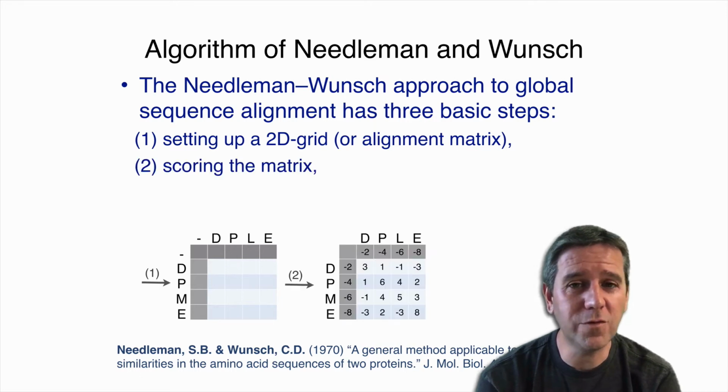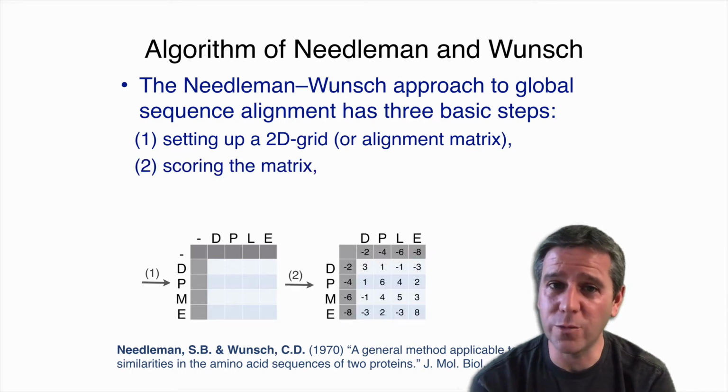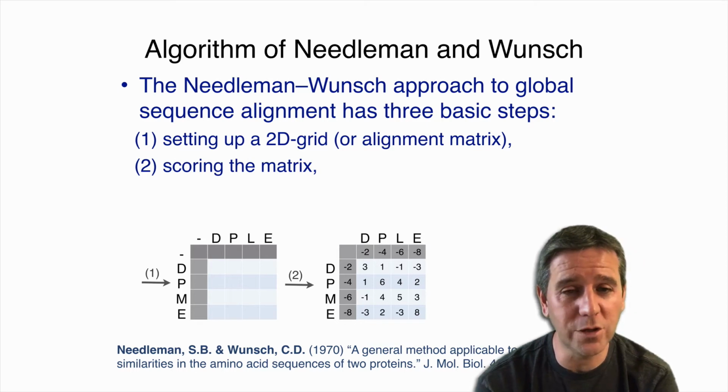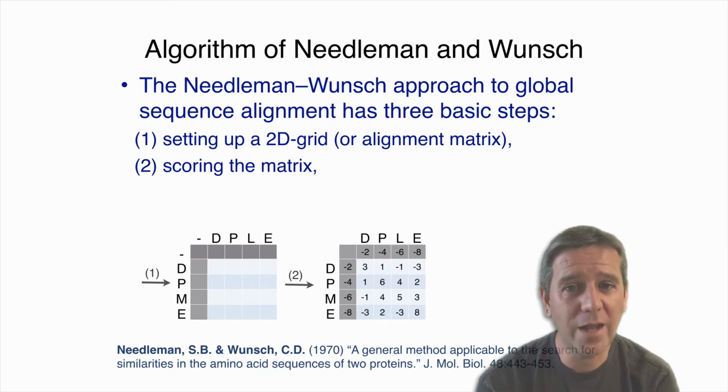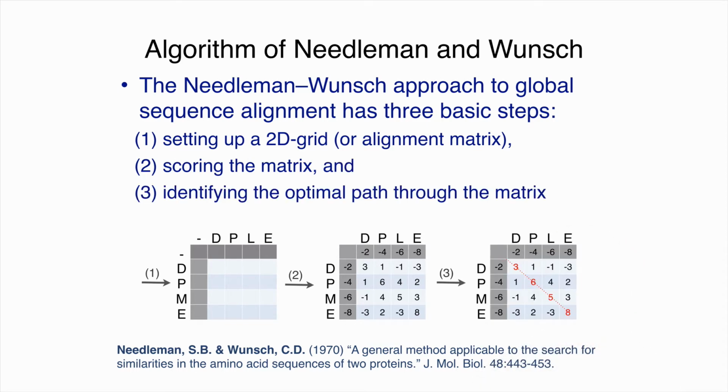Then in step two, we score the matrix. We add all our numbers instead of putting dots here, of course. And then finally in step three, once we've filled in every cell in the table, we go back from the filled in numbers and identify the optimal path through the matrix that takes us from one corner to the other.